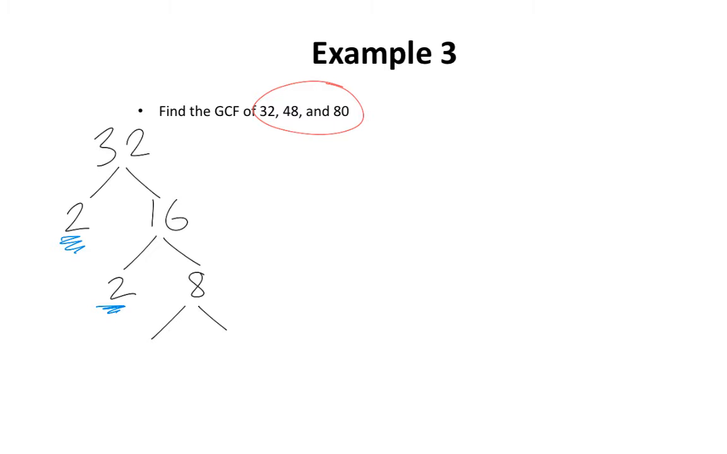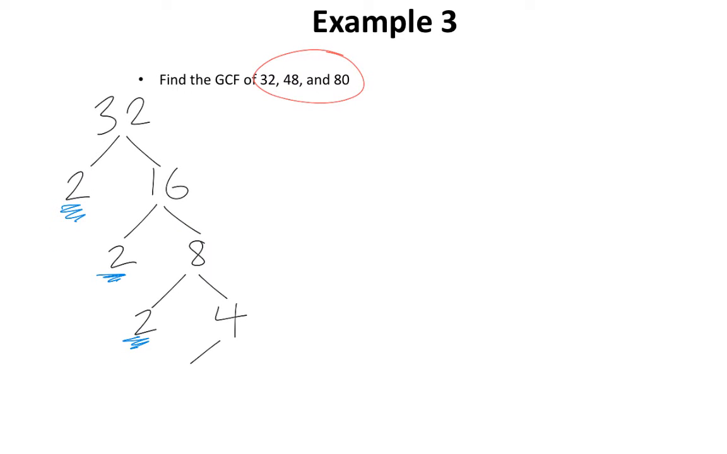Two numbers that when multiplied together will give me 8. I'm going to choose 2 and 4. 2 is a prime number, 4 is not, so I'm going to repeat the process once more. Two numbers which multiply together to give me 4 would be 2 and 2. Again, these are both prime numbers, therefore we can stop.